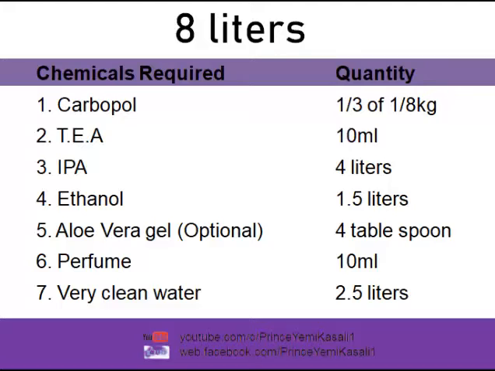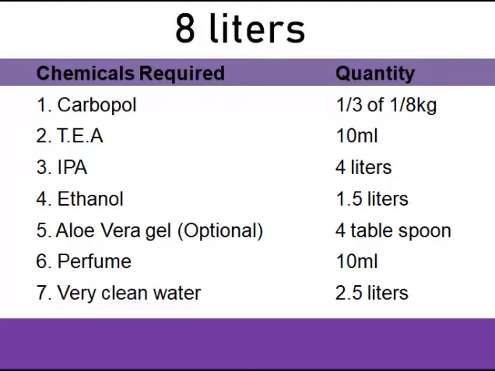So if you have a production that is not as thick as you want, just add very little tea into it. It gets thicker, and the more IPA and ethanol you add, the more liquefied it becomes. So if it is too thick, you add more IPA and ethanol. We also have aloe vera gel, just 4 tablespoons, and it's also optional.